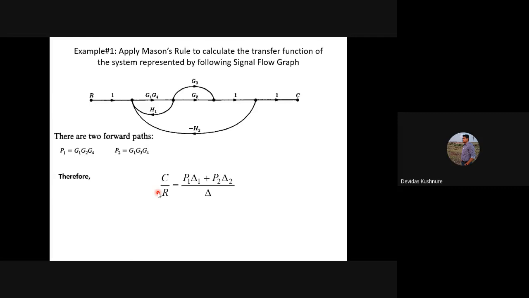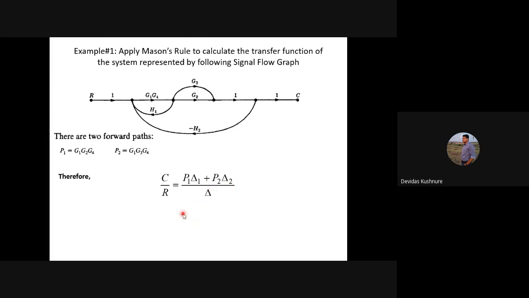So our expansion of the formula will be like this. P1 delta 1, the summation is going to be expanded for n. The value of small n is equal to 2 because we have 2 forward paths. So the expansion for P1 and P2 is P1 delta 1 plus P2 delta 2 divided by delta. Now our job is to calculate P1 and P2, the gains of the forward paths. Then we have to calculate delta 1, delta 2, and delta. So we will try to calculate delta.